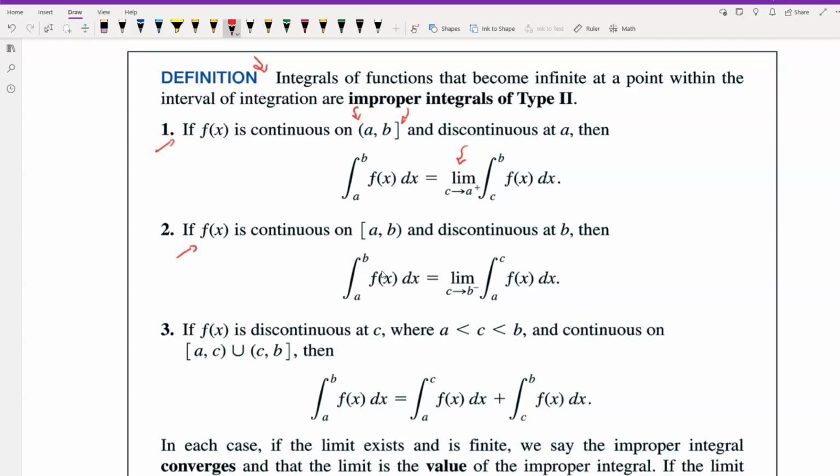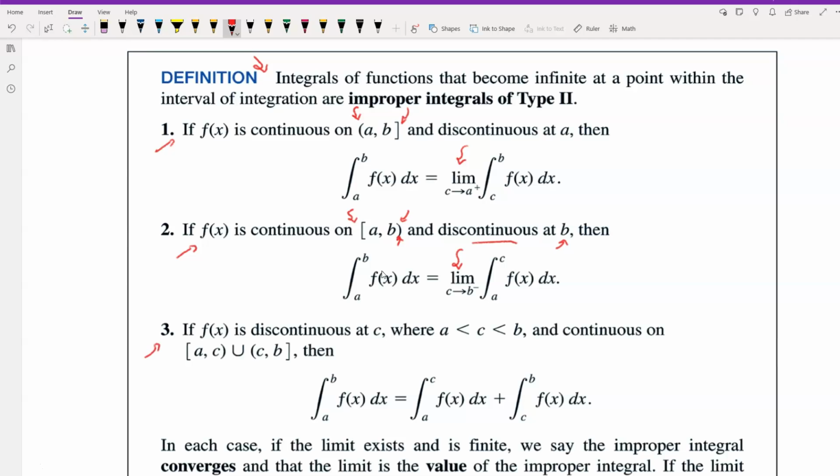Number 2, if f of x is continuous on [a, b), here we have a bracket, so that is closed, this part is open, and we have parentheses, and discontinuous at b. So we had parentheses on this part, that's why here we have discontinuous at b. Then the integral from a to b of f of x dx is equal to the limit as c approaches b from the left of the integral from a to c of f of x dx.